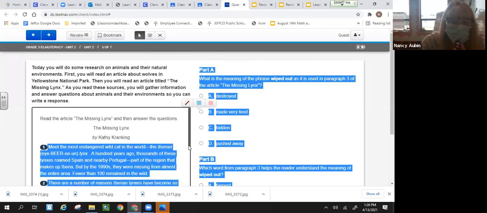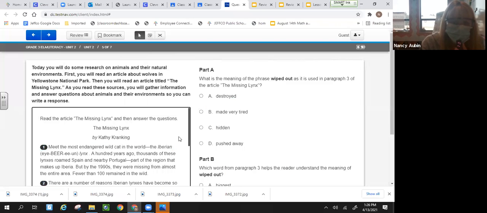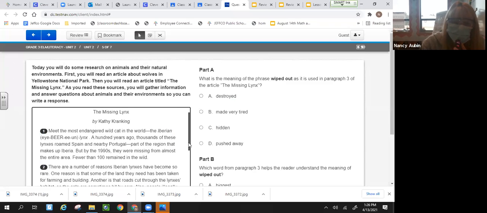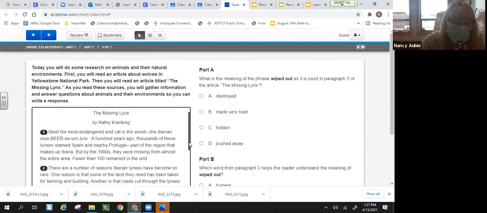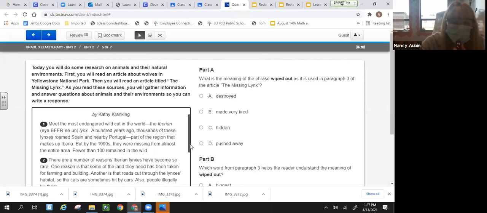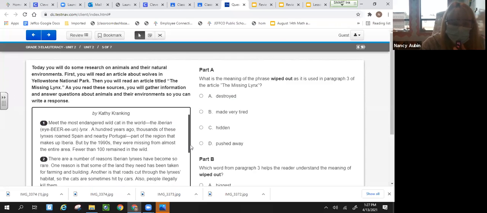So the article is called The Missing Links and it's by Kathy Krenken. I'm gonna have to get used to using that scroll bar in the middle here. Meet the most endangered wild cat in the world, the Iberian lynx. Now, a lot of you struggled with that yesterday.